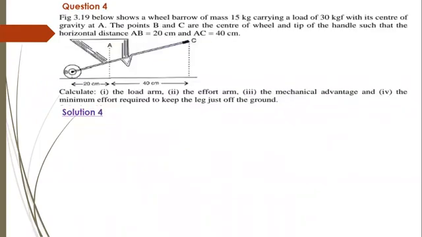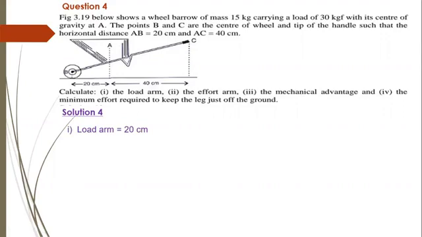Question number 4, you can see a wheelbarrow. Fulcrum is at point B, load is applied at point A, effort is applied at point C. The distance between fulcrum and load is given as 20 centimeter. The distance between the fulcrum and the effort is given as 20 plus 60. So you have to find out the load arm. How much is the load arm? That is given in the figure, 20 centimeter.